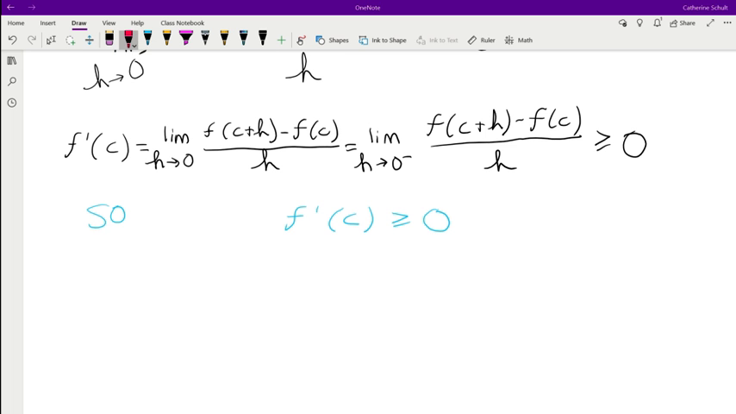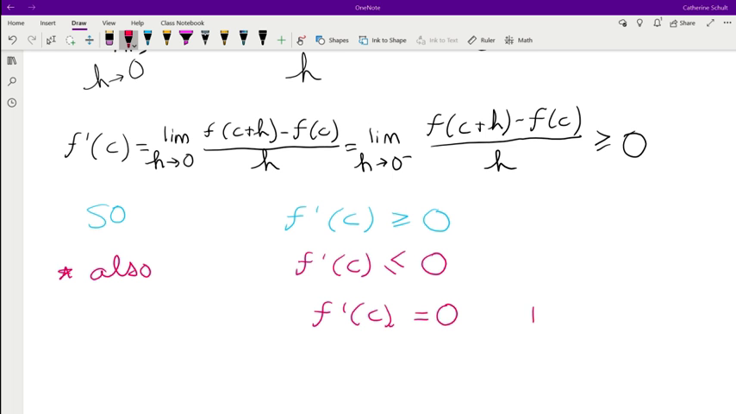We also know that f prime of c is less than or equal to 0. So if we are greater than or equal to 0 and less than or equal to 0, there's only one option. There's only one intersection point on those two things, and that's when f prime of c is exactly 0. So we just proved what we wanted to show. We wanted to show that the derivative was equal to 0.